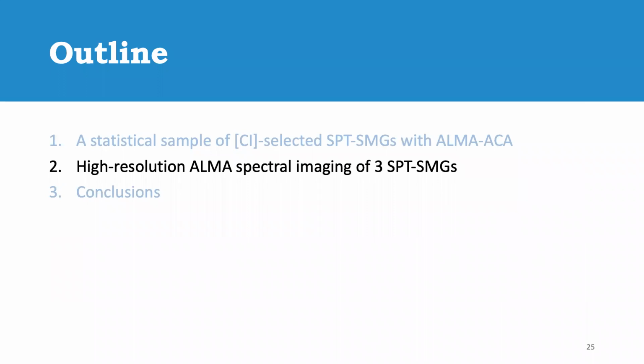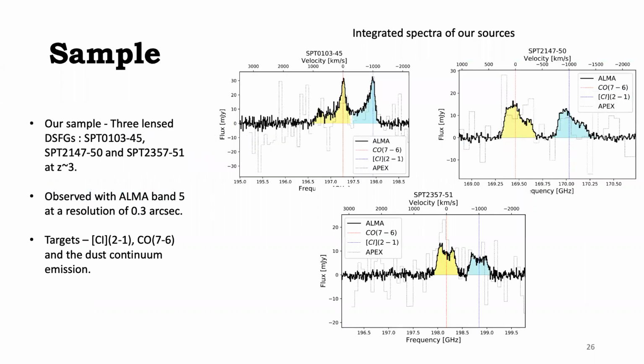Can higher resolution observations provide us some more clues on the nature of these galaxies? For this, we select a sample of 3 such galaxies and we observe them at a resolution of 4.3 arcseconds for the C1 (2-1), CO(7-6), and the dust continuum. In all the 3 plots, we see the integrated spectra of the galaxies as a function of their frequency and velocity. And we can see that all the spectra are quite asymmetric.